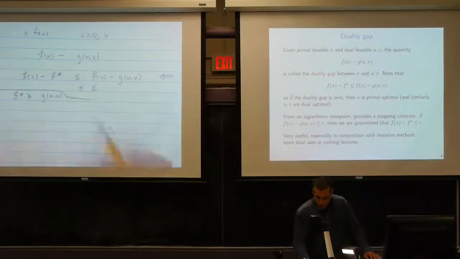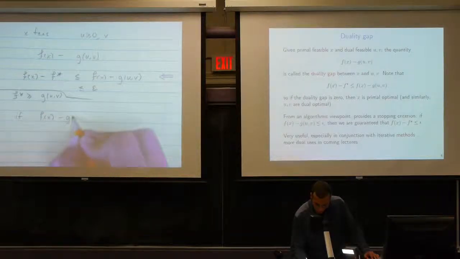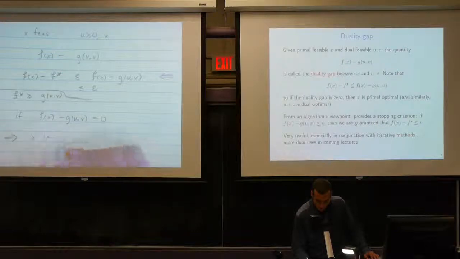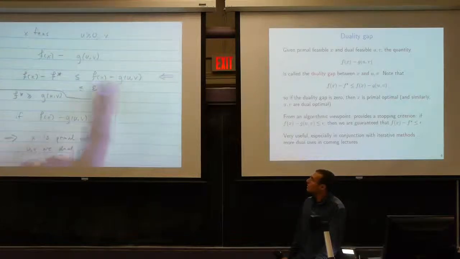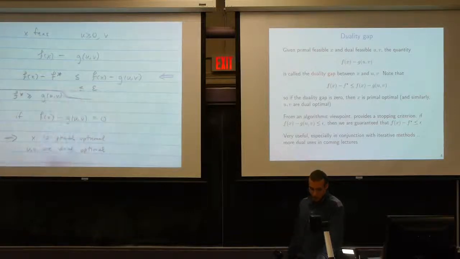Okay, and something trivial to point out that will be useful for the KKT conditions: if I have the duality gap being 0, then what does that imply? That implies actually that x is primal optimal and u, v are dual optimal. Why is x primal optimal? Well, if this is 0, since this is always bigger than or equal to 0, this also must be 0. So I have that f of x equals f star, so x is primal optimal. That's definitely true if the duality gap is 0.